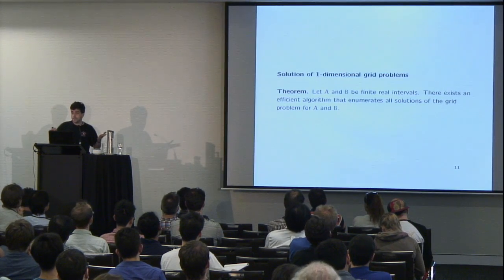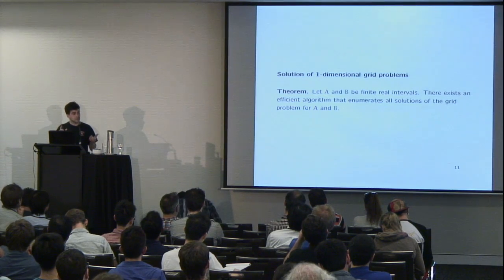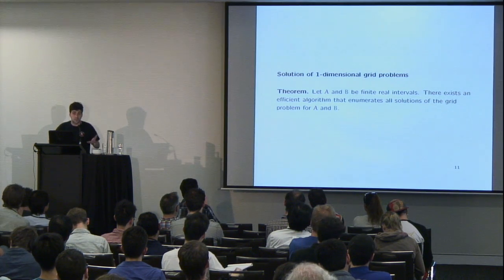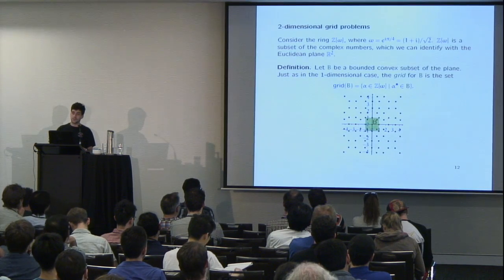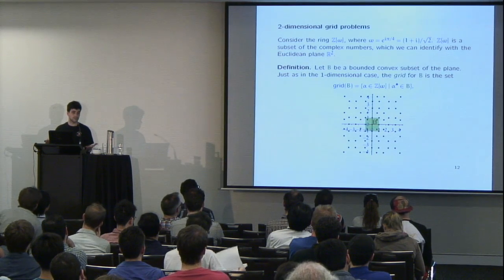So using this trick, we have a solution for one-dimensional grid problems. Given two intervals A and B, we can efficiently enumerate all the solutions for this grid problem. There might be none, but we can enumerate them all. So the next step is to take this kind of problem from 1 dimension to 2 dimensions.